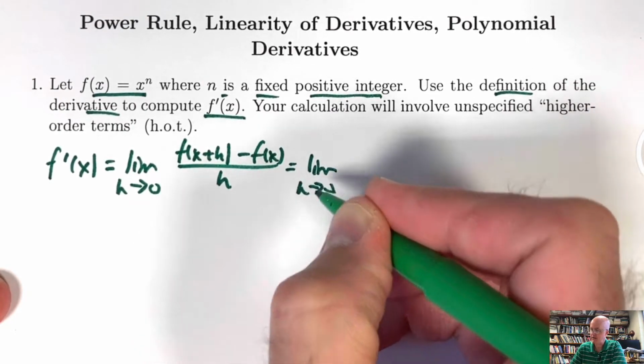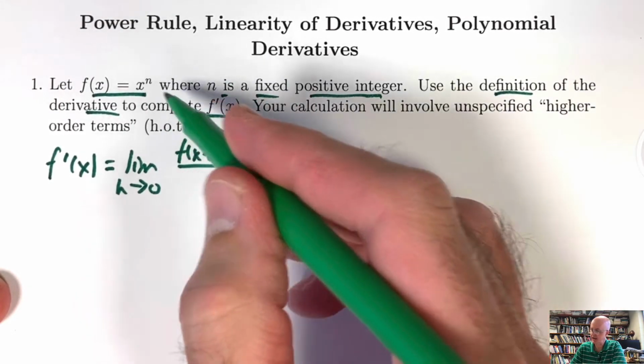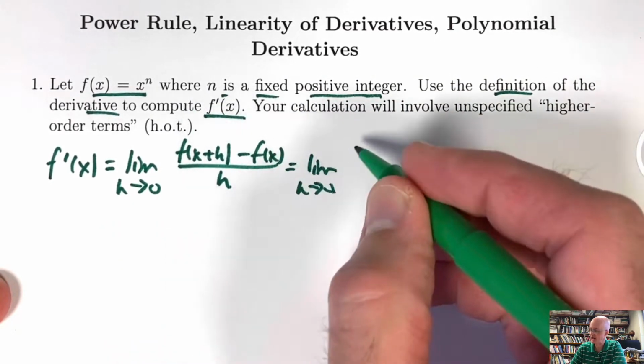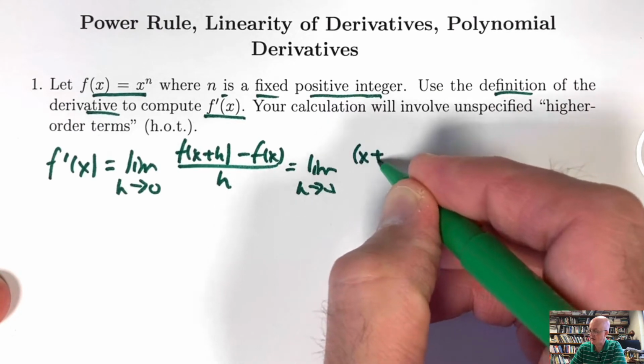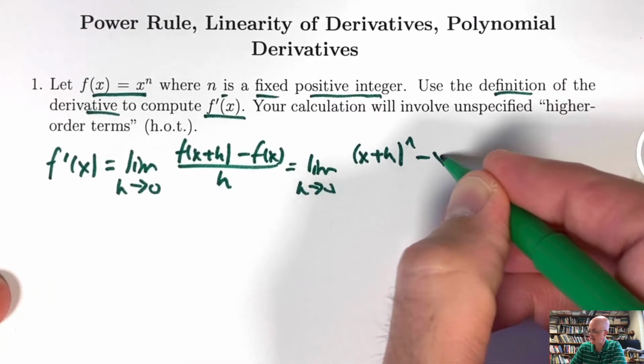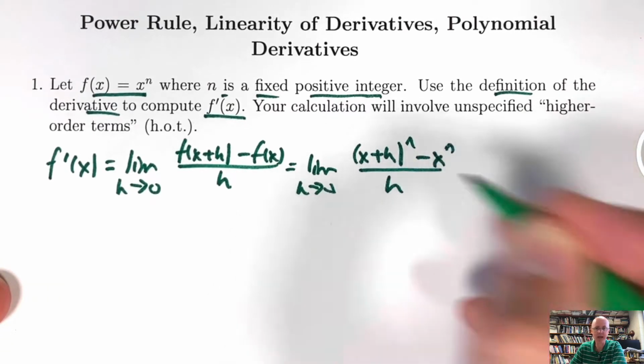Go ahead and use the function. The function is x to the n power. So we need to compute here f of x plus h. That means x plus h quantity to the n power. And then we need to subtract f of x, which is x to the n power, and divide by h.